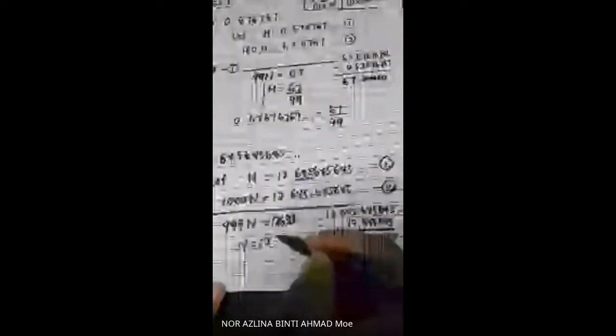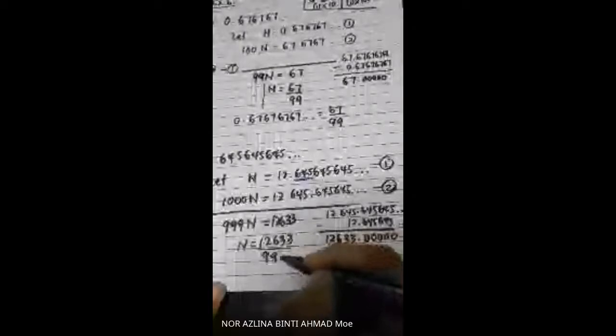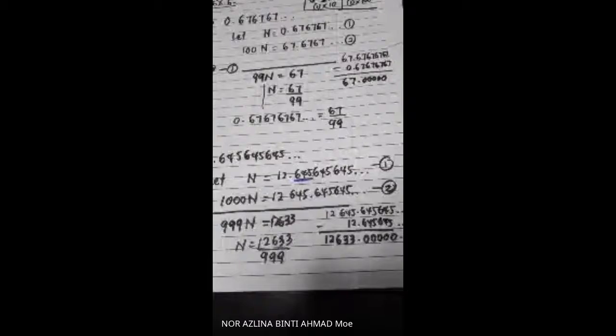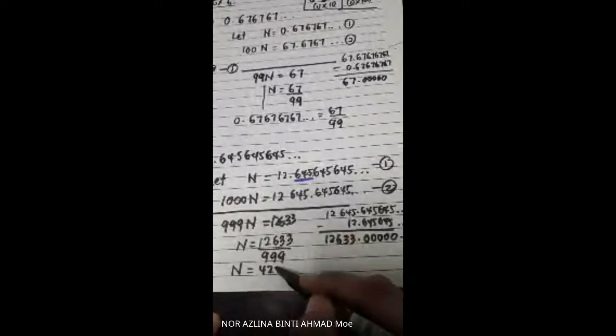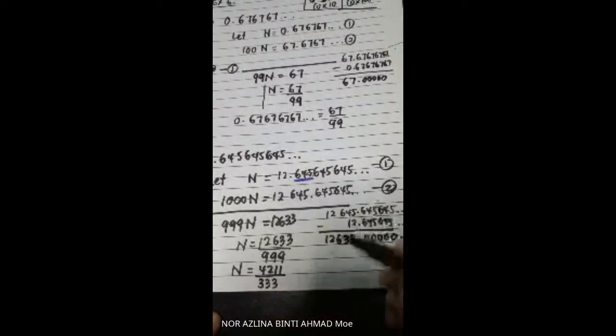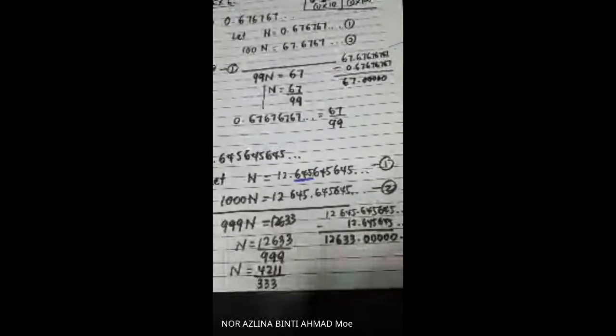Teacher, so we must only times the 1000 or 10, right? n equal to 12633 over 999. Simplify. We simplify, we get 4211 over 333. Boleh tukar dalam mixed number. Teacher, 12 and 215 over 333.